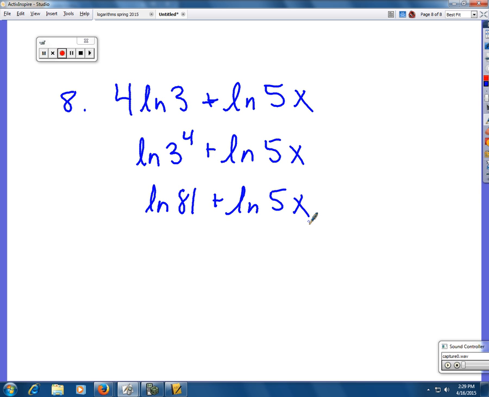And this is going to be the product property. So I do 81 times 5x, and I have natural log of 405x. And that's your final answer.